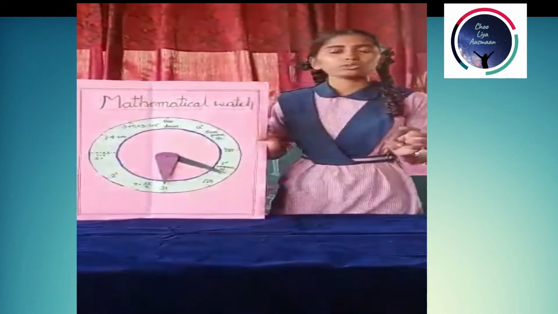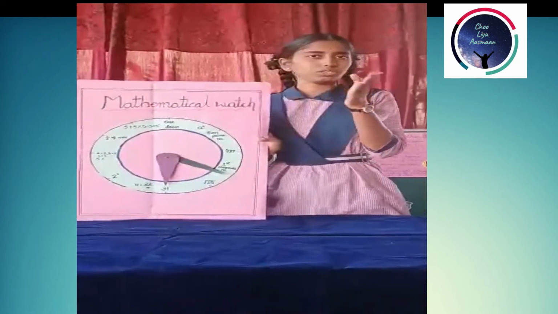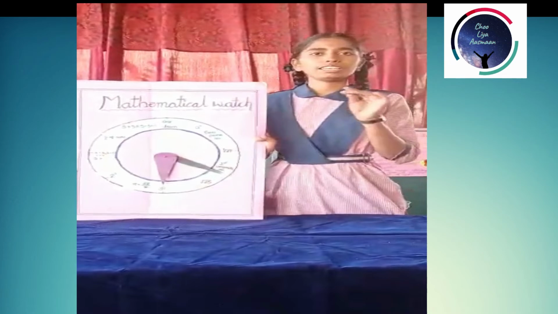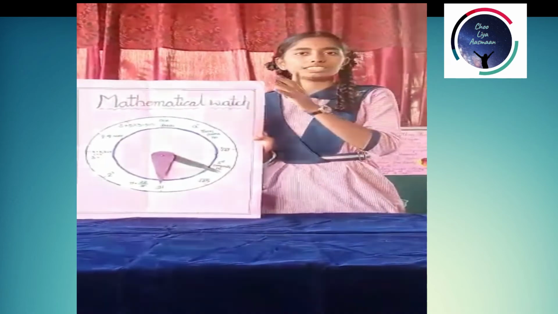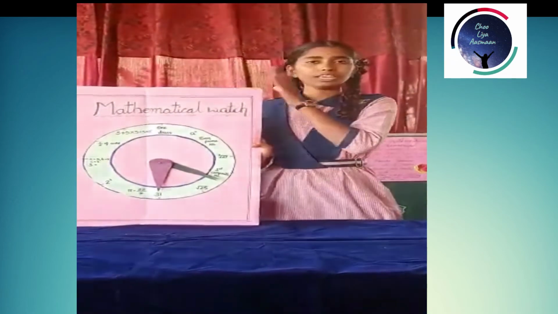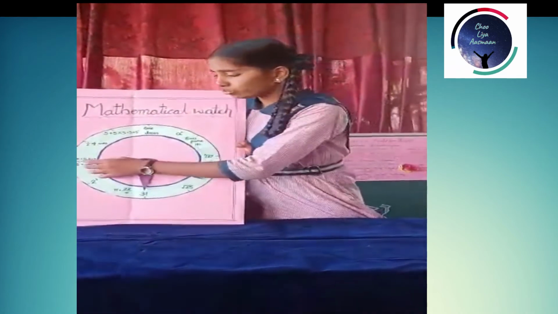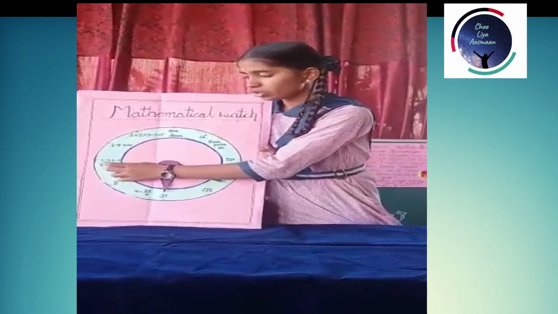Next, 2 cube. 2 cube means 2 into 2 into 2. 2 2s are 4 and 4 2s are 8. So the answer remains here 8. Next, this is Heron's formula. Heron's formula is root of s into s minus a into s minus b into s minus c. So here the values are given: a is equal to 5, b is equal to 4, c is equal to 9.